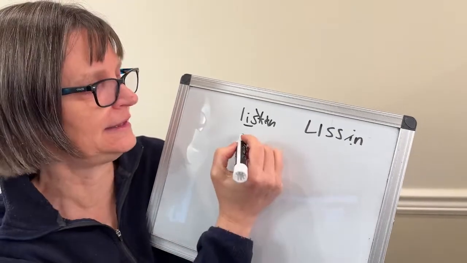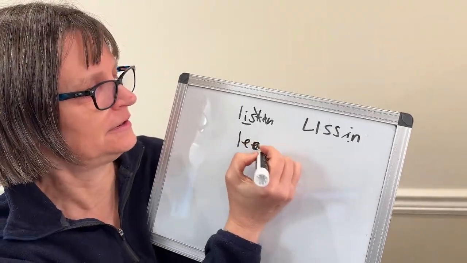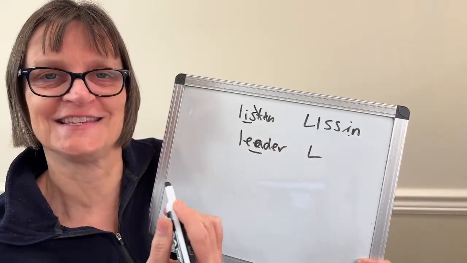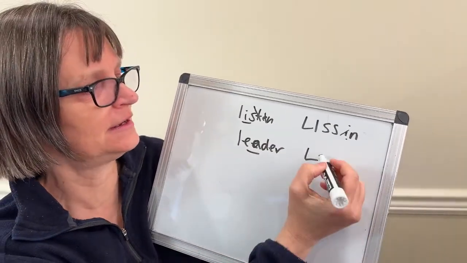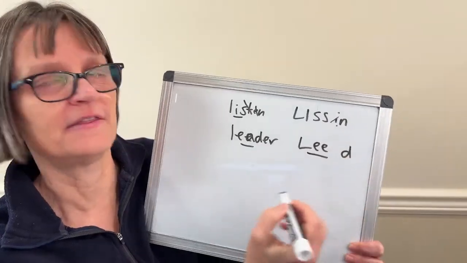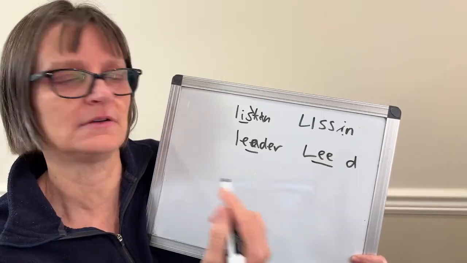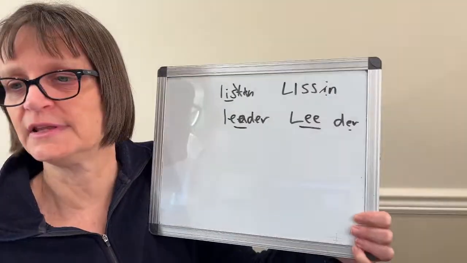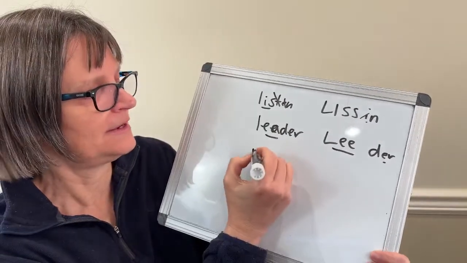And then for leader, we have the EA says the E sound like in me or green. So I'll rewrite that with an E here, first syllable stress. And then the D is flapped, leader, and then we just again have our R sound. Listen to leaders.